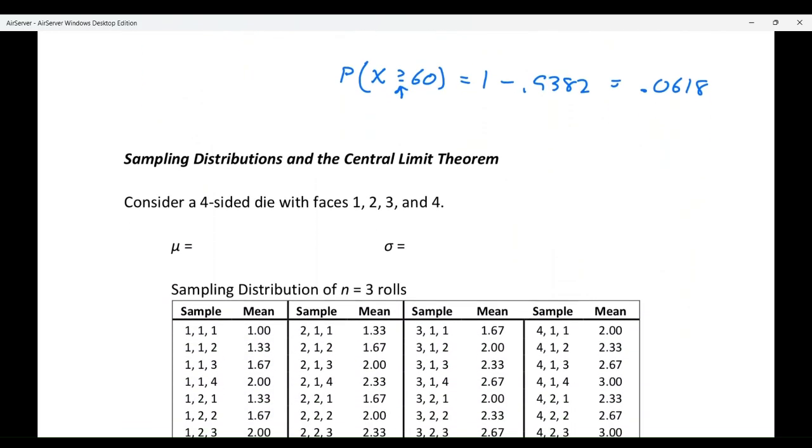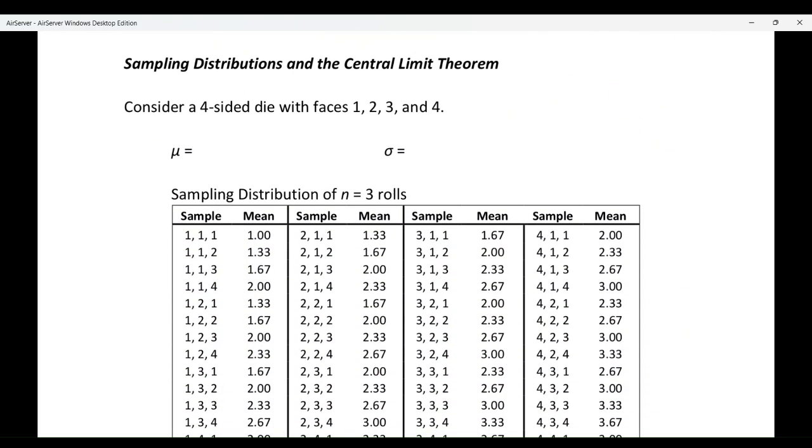Let's start to get into this idea of central limit. This is kind of the second big theme of this lesson. And so we're going to start by just looking at an example and think about how central limit, this idea of what the central limit theorem is that we'll learn later, plays into when it's appropriate or not appropriate to use a normal distribution. So it says, consider a four-sided die with faces 1, 2, 3, and 4.